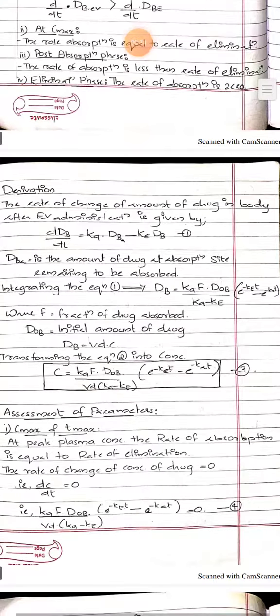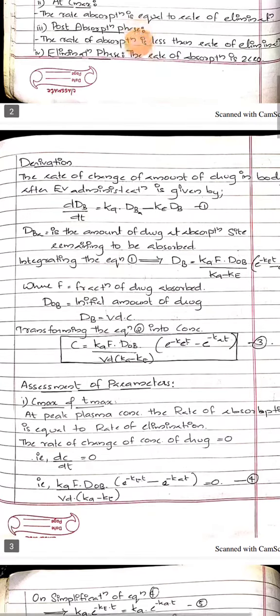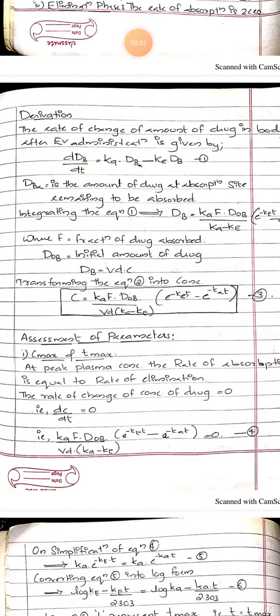that is equation 3: C is equal to Ka into F into D0 divided by Vd into Ka minus Ke, into e raised to minus Ke into T minus e raised to minus Ka into T. So the next step will be the assessment of parameters.